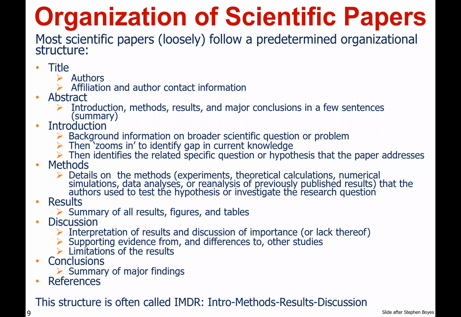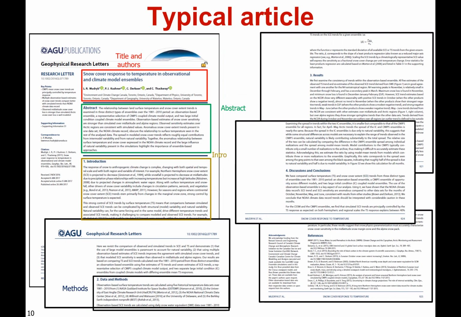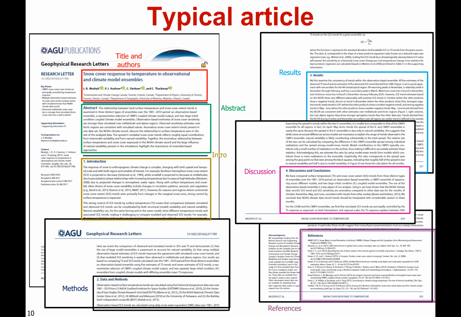Papers in some form, often with some deviations from it. So this is a typical article in my field, in Geophysical Research Letters, which is a short letter format journal, usually 5 or 6 pages. So title and authors listed at the top, abstract, introduction, methods, results, discussion, sometimes grouped with conclusions, and then references.